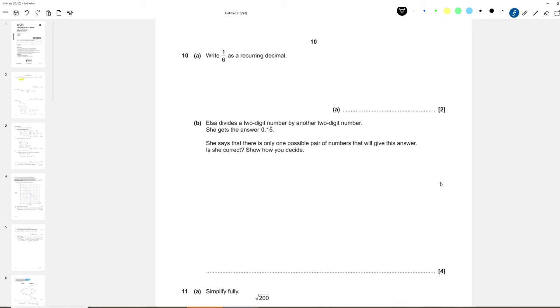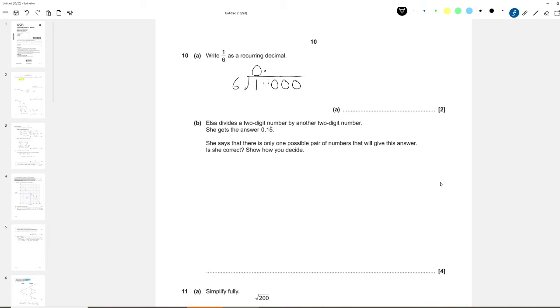Question 10. Write 1/6 as a recurring decimal. So when I'm going to write it as a recurring decimal, I'm going to just do the numerator divided by the denominator. So I'm going to do 6 and 1. 1 divided by 6. Now, 6 divided by 1 I can't do, so I put that. And I carry on with a few zeros.